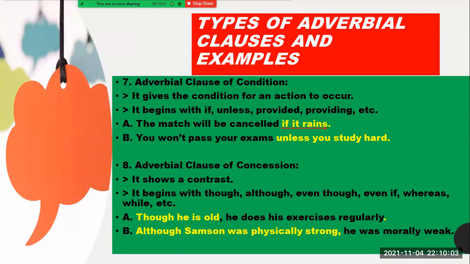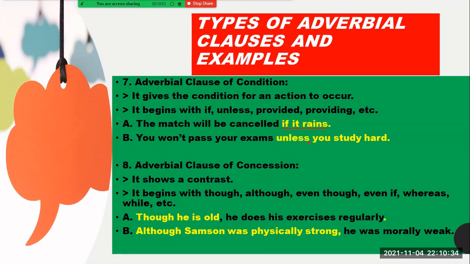Now, if you are interested in learning about conditional sentences, you will find a video in the description section that will give you a detailed audiovisual explanation about conditional sentences and how they can be used correctly in English speech and writing.